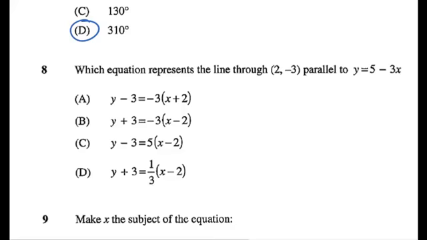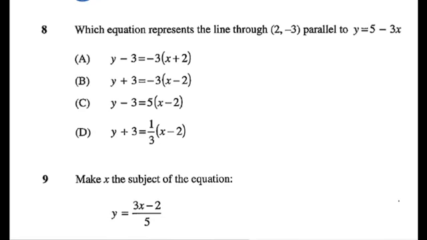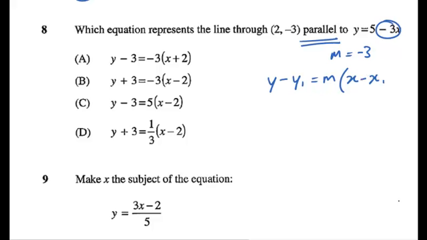Question 8. Which equation represents the line through 2, -3 parallel to y equals 5 minus 3x? If it's parallel, the gradient must be the same, so your gradient must be -3. Okay, you need to use your formula here. y minus y1 equals m bracket x minus x1. Okay, it's your point gradient formula. You must know that formula.